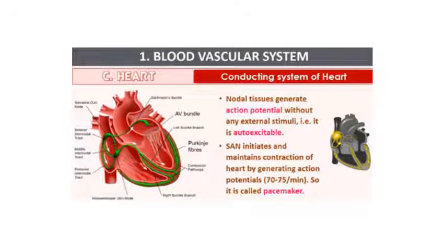So the nodal tissues generate an action potential without any external stimuli. That is, they are auto-excitable. That's why our heart beats without any stimulation from outside. The SA node initiates and maintains the contraction of the heart by generating these action potentials at about 70 to 75 per minute. So it is called the natural pacemaker of the heart.